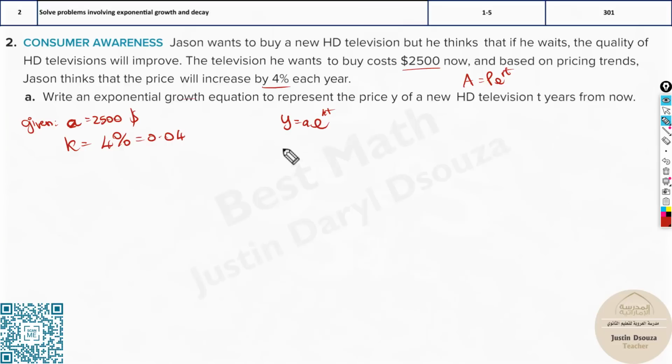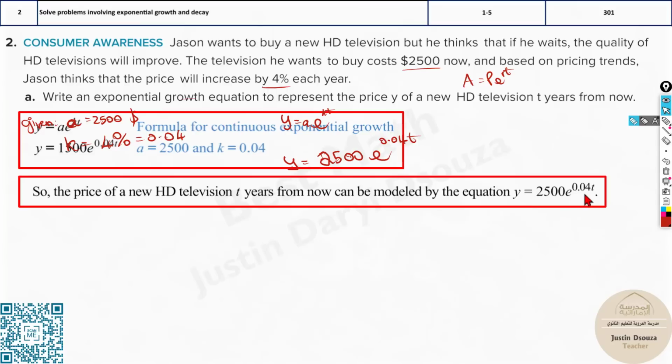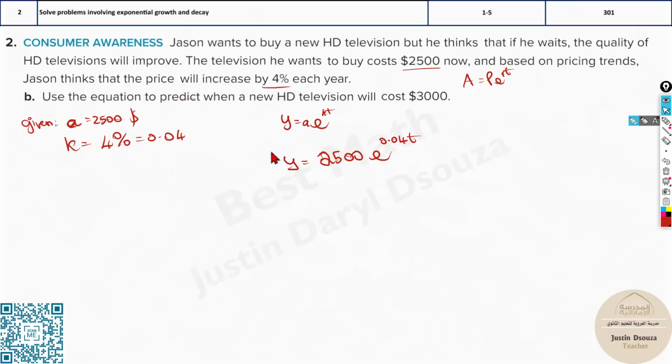Let's substitute what we know and write the equation. Y equals 2,500 e to the power 0.04t. That's it. That's part A, because they have given you the k value and A value. It's so easy. Let's say that's the equation. Let's look into the next part.